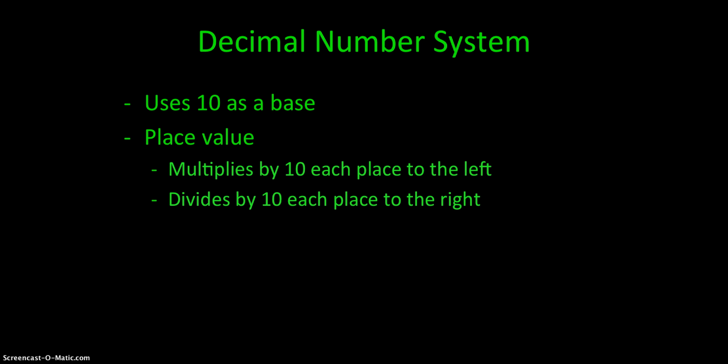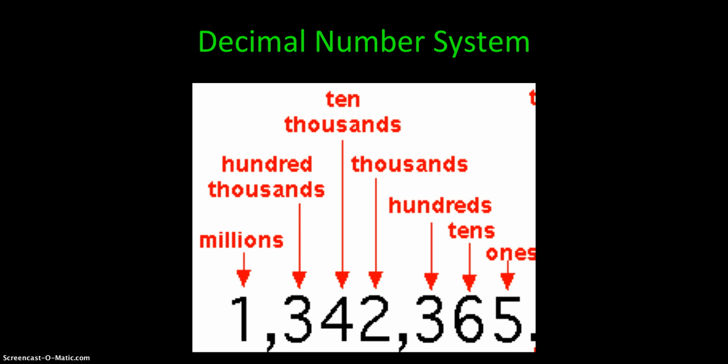Our decimal number system, just like the whole number system, uses 10 as the base. And so what that means is as you move from a place value, move further left, each place multiplies by 10. If you move to the right, each place divides by 10. Here's our whole number system. And if you're familiar with this, you know that here are the ones. Multiply by 10 to make tens, multiply by 10 again to make hundreds, multiply by 10 again to make thousands, by 10 again to make 10,000s, 100,000s, millions.